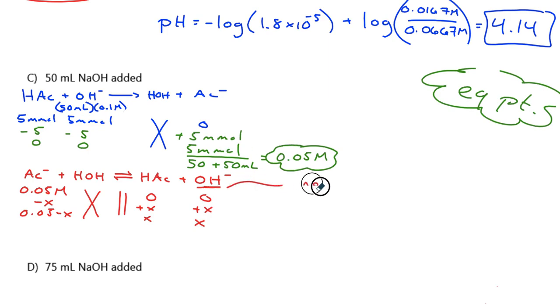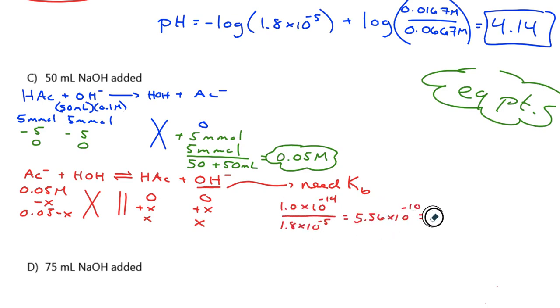So now, what you got to realize, though, is that you need a KB. You are in an environment that is basic, not acidic any longer. So that is extremely important. That's why this problem is so much more difficult than any other step. So we need a KB.